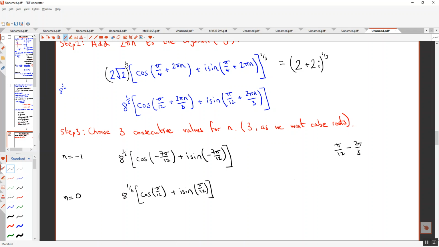And then the last one, let n equal 1. So I get 8 to the power of the 6th. So pi over 12 plus 2 pi over 3. That's 9 pi over 12, which is 3 pi over 4.